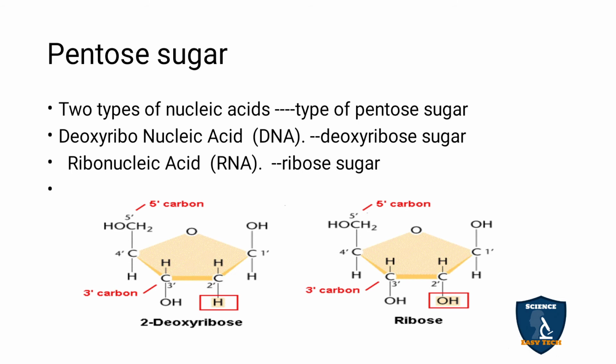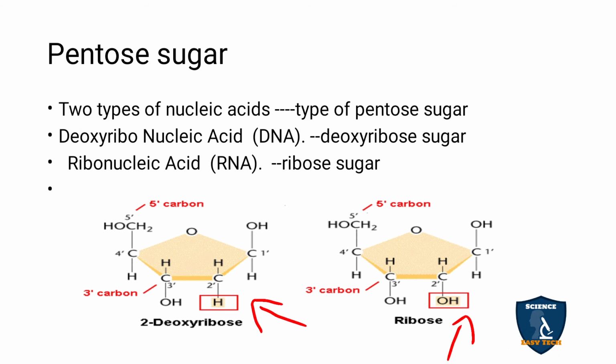So deoxyribonucleic acid contains deoxyribose sugar and ribonucleic acid, RNA, contains ribose sugar. The only difference between deoxyribose sugar and ribose sugar is the one, that is you can see a hydrogen with a box in the deoxyribose sugar and in the ribose sugar.